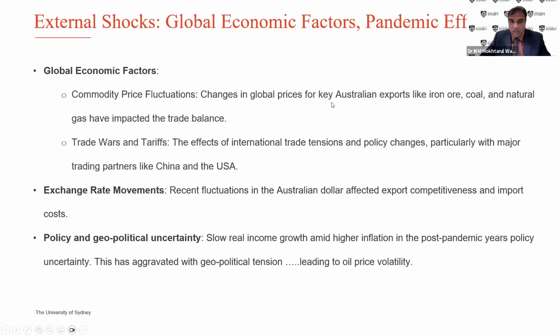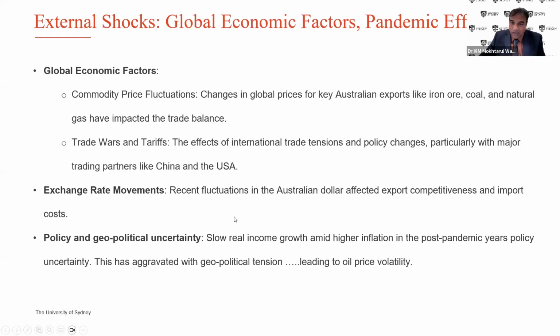Changes in global prices for key Australian exports like iron ore, coal, and natural gas have impacted the trade balance. And then there have been some wars and economic trade wars and some disputes about the imposition of tariffs. So the effects of international trade tensions and policy changes are also very important. And particularly, we know that we have had issues with China of late, and even with the US, right? So those have been some of the factors which have affected our foreign trade.